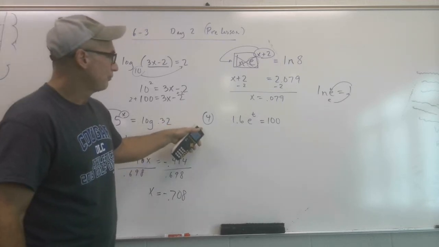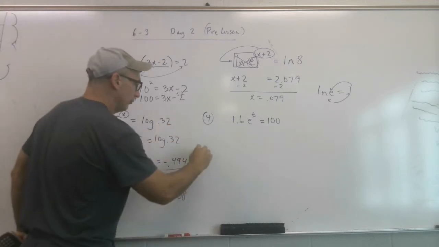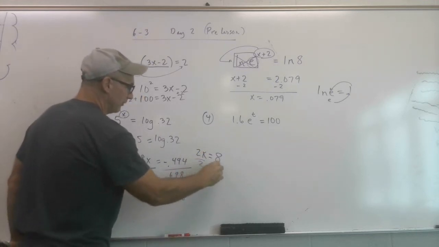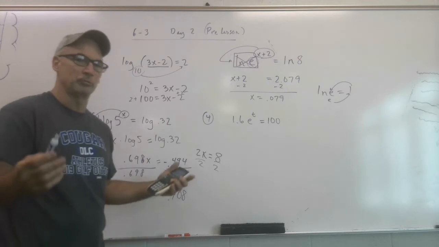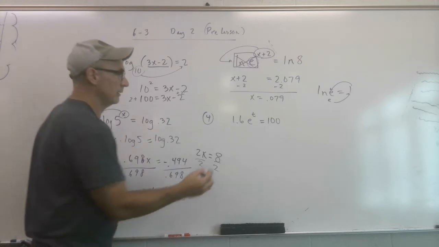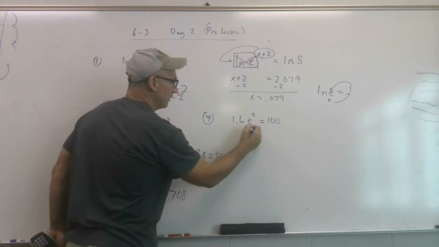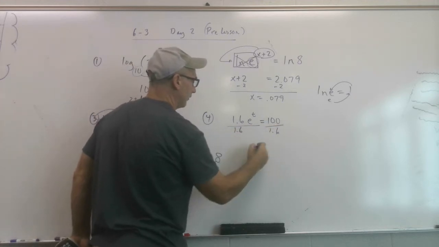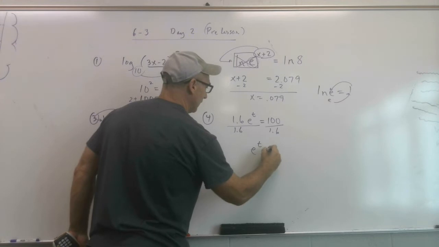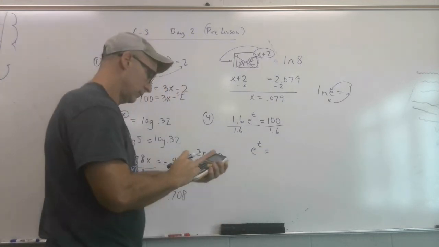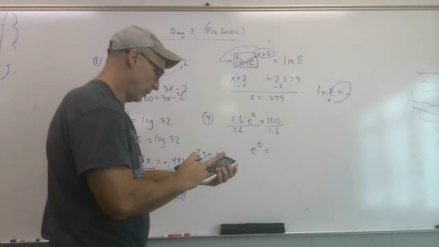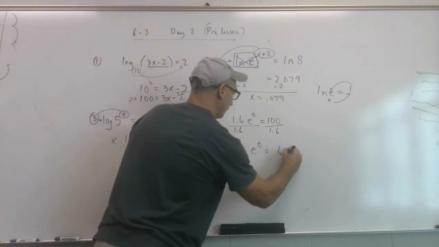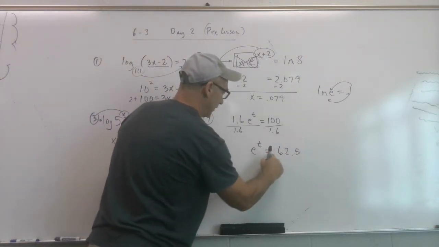Number 4, look at this. So you guys know that you've been doing a million of these where you go, I'm going to divide by 2, divide by 2. Don't lose those basic ideas. Look for it. So I go, I can clean this up a little bit. Divide by 1.6, divide by 1.6. So e to the t equals 100 divided by 1.6, 62.5. Why do you think I left a little space there?